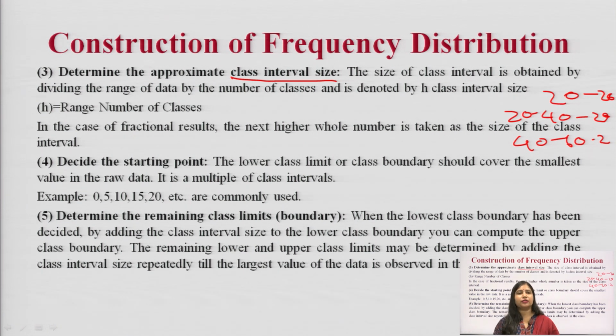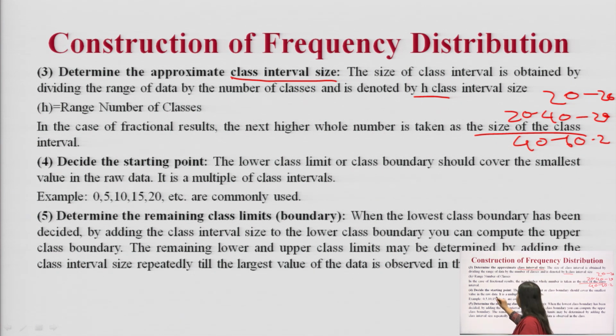The size of the class interval is obtained by dividing the range of the data by the number of classes. That is, the class interval size equals the range divided by the number of classes. If the result is a fraction, the next highest whole number will be taken as the size of the class interval. This is how you are going to determine your class interval size.